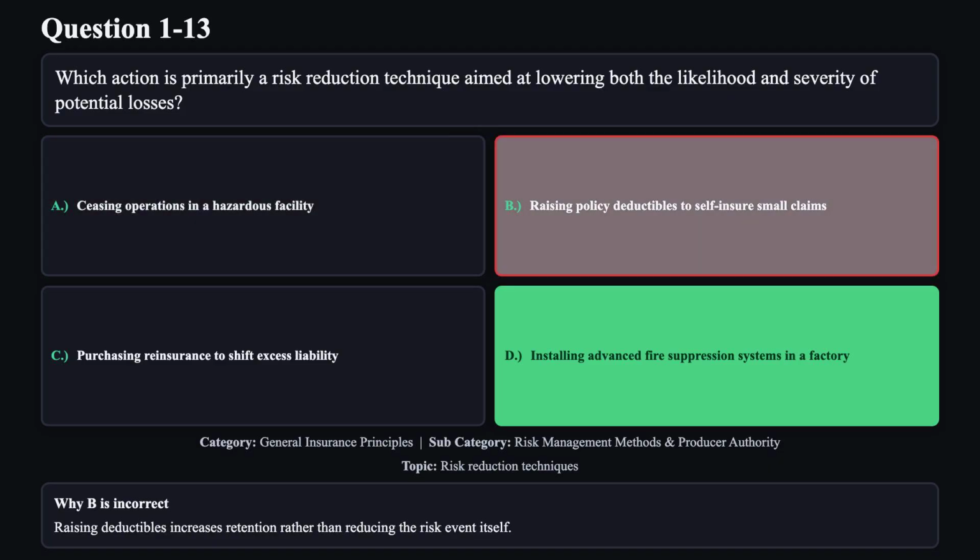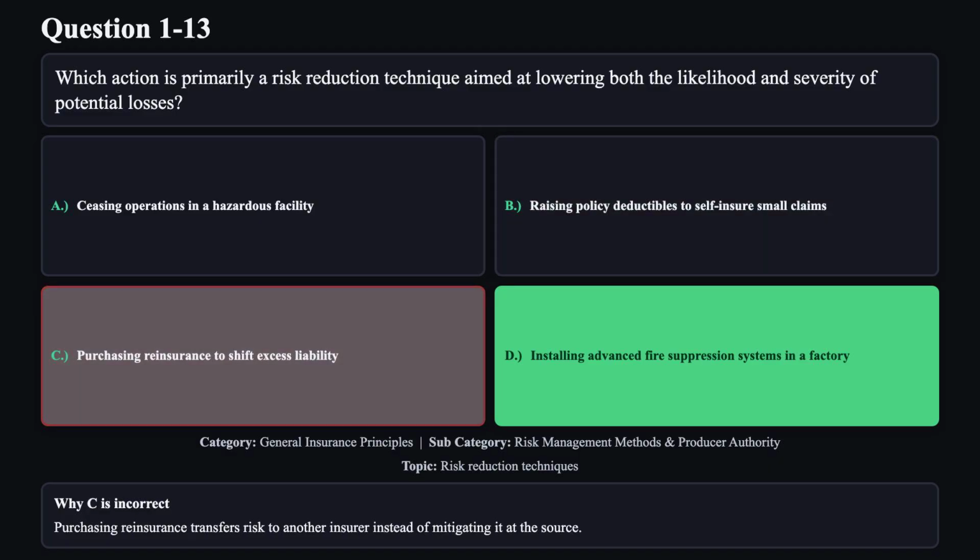Reason B is not correct. Raising deductibles increases retention rather than reducing the risk event itself. Reason C is not correct. Purchasing reinsurance transfers risk to another insurer instead of mitigating it at the source.